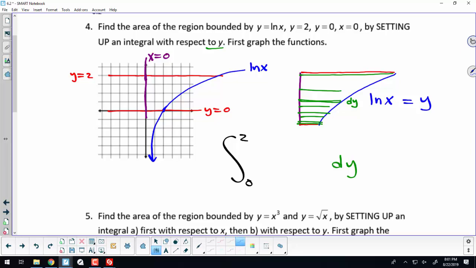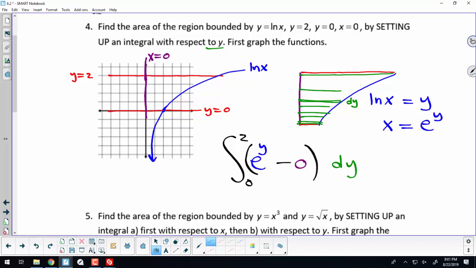If the natural log of x is y, what does that mean x is equal to? e to the y. So I want to put e to the y here, not ln of x. There's the right function. What's our left function? y equals 0. So if we want to see that, we'll just write it here, but it's not necessary to put minus 0.